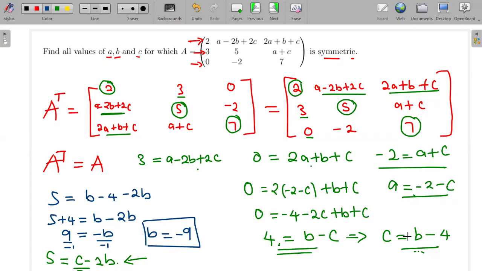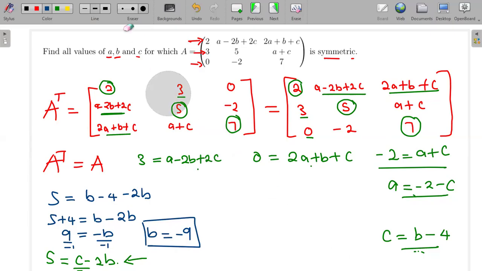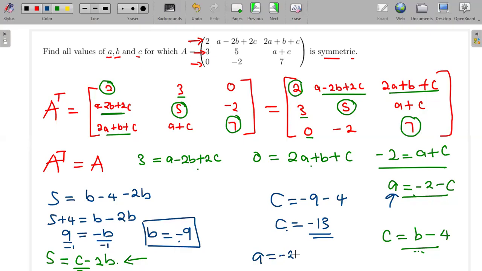I can now go on and find my c. So my c won't be very difficult to find. I'll just say c is equal to the b, which is minus 9, then minus 4. So this will give me a c, which is minus what? 13. Okay, I have my b, I have my c. I can now find my a. So a is just going to be equal to minus 2 minus minus 13.